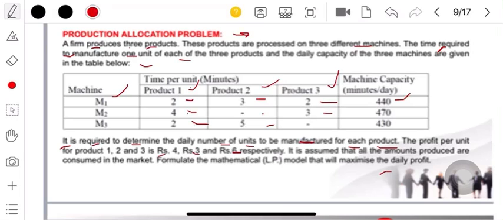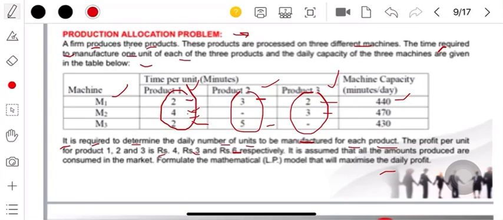There is a firm which is producing three kinds of product. Each of the products has to be processed on three machines. It is given product 1 has to be processed on machine 1 for 2 minutes, machine 2 for 4 minutes, and machine 3 for 2 minutes. This is the processing time for product 1. This is the processing time for product 2. This is the processing time for product 3.